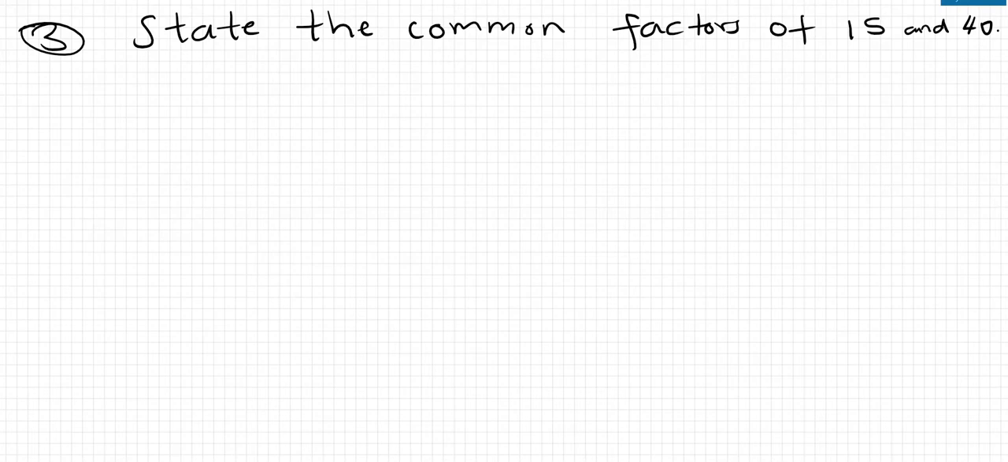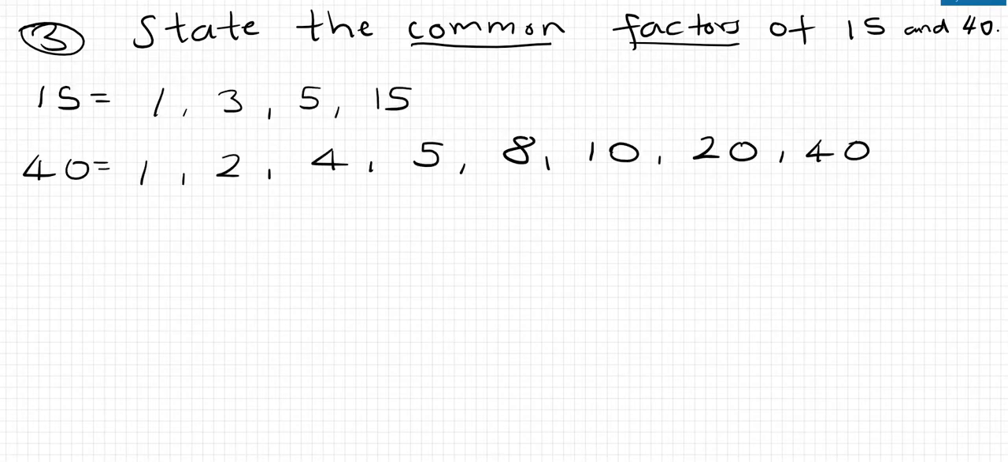Okay, question 3 asks us to state the common factors of 15 and 40. Now, it's important to understand what we mean by common factors. Common factors are just factors they both have in common. Now, in our previous examples, we found the factors of 15 and the factors of 40. So let's just compare them. Okay, so what are the common factors?